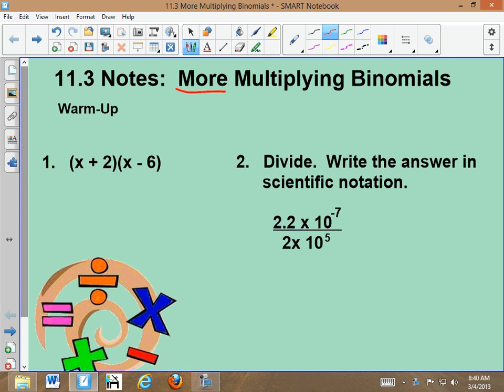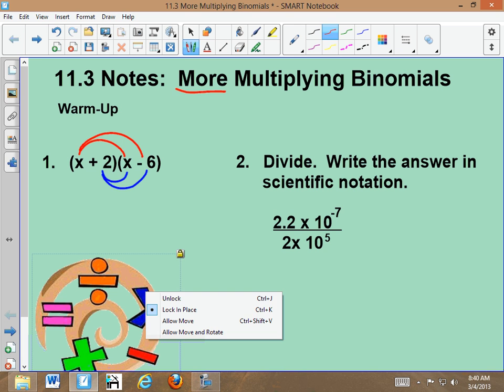So, here we go. Here's what we're doing. We're doing FOIL, but it's just distributive property. So this has to be multiplied here and here. This has to be multiplied to here and to here. I suggest you writing these rainbows every time. That's what I suggest.